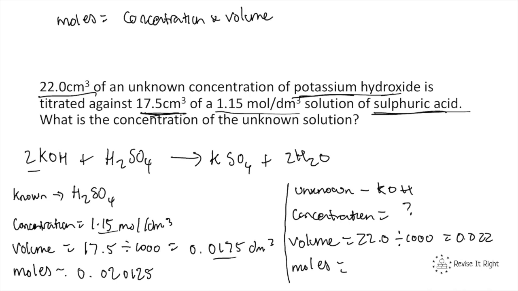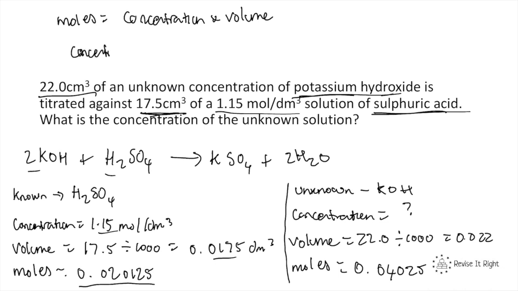And then the moles, remember, this is where we look at our balanced equation. For every 2 moles of potassium hydroxide, we need 1 mole of sulfuric acid. So we need double the amount of potassium hydroxide as we do sulfuric acid. So if we've got this amount of moles of our sulfuric acid, we need double that for potassium hydroxide, so we're going to times it by 2. 0.020125 times 2 gives you 0.04025.